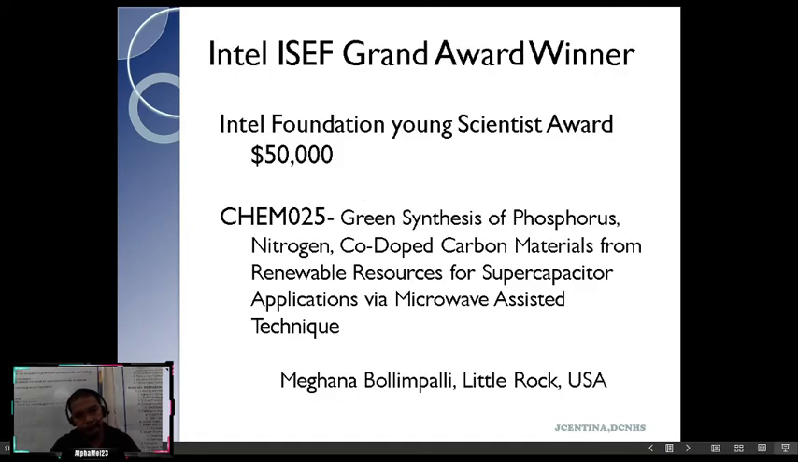Another grand award winner. This one is the Intel Foundation Young Scientist Award, $50,000. This one is in chemistry, and this is its entry number. So again, examine the title and try to observe: why did it win a grand award?